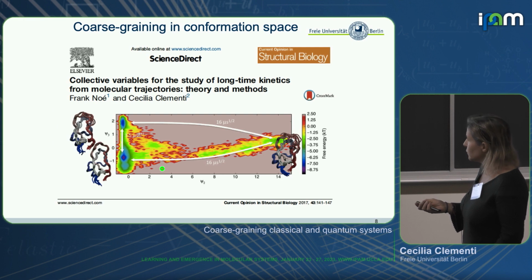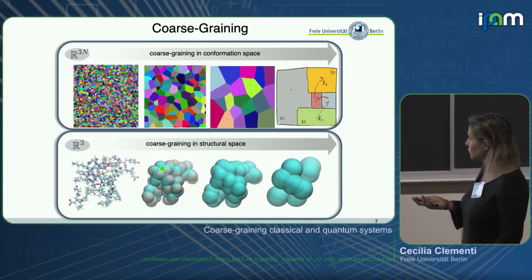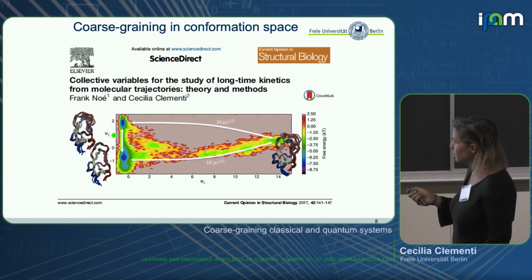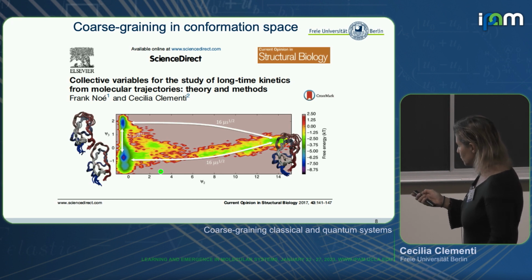On the first point, coarse-graining in conformational space, we worked on that for many years, and this is a review, not so new anymore, on some of the work that we and others have done in this direction, on projecting high-dimensional systems in, like in this case, two reaction coordinates.